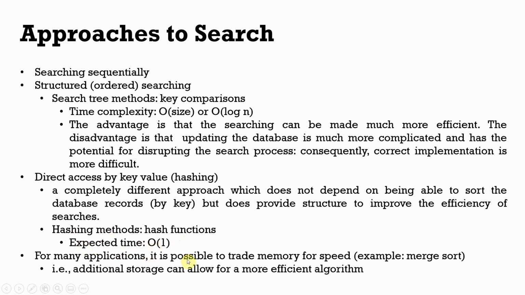For many applications, it is possible to trade memory for speed. So one way that we can reach this faster searching, insertion, or deletion is basically to have a compromise between memory and speed, so we have more auxiliary memory to reach faster operations. An example was that through merge sort, we could reach order of n log n for sorting when we used a not in-place sorting algorithm like merge sort.